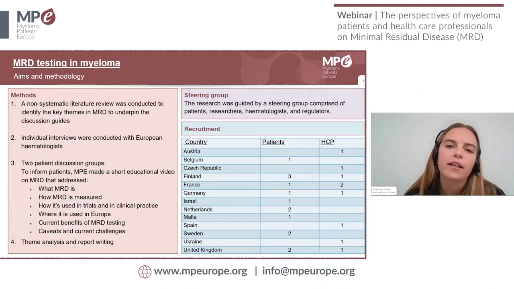So for this project, we conducted a non-systematic literature review to identify themes related to MRD that then underpinned our discussion guides. And we then conducted individual interviews with 9 European hematologists and held 2 focus groups with 14 European myeloma patients. The interviews were then transcribed and thematically analyzed, and the results were written up in a report format. The project's development was also followed and reviewed by a steering committee, which comprised patient experts, hematologists, researchers, and regulators.